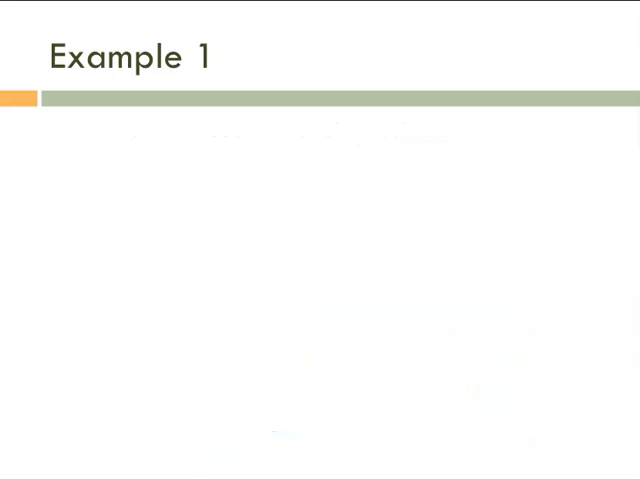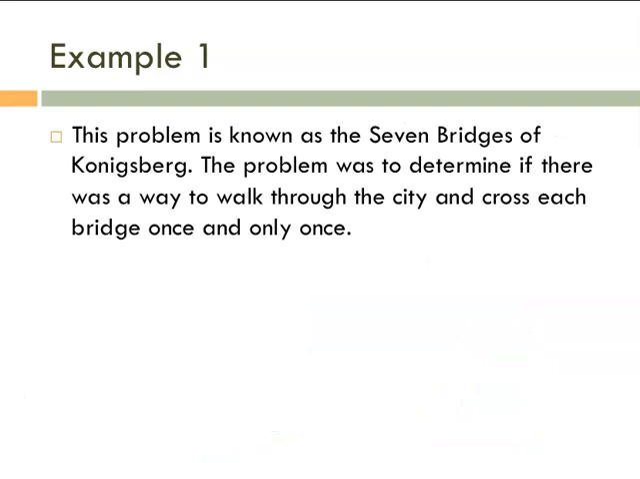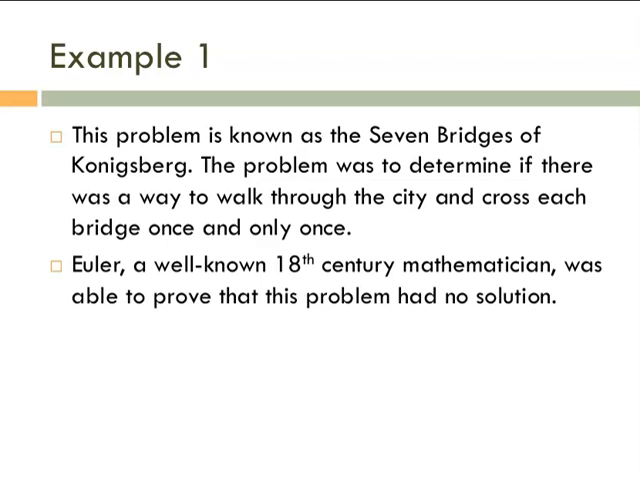So this particular example is actually quite a famous one, and it's known as the 7 Bridges of Königsberg. We've simplified the problem, but the problem itself was to determine if there was a way to walk through the city and cross each bridge once and only once. So that's the problem there. Now there's a well-known 18th century mathematician whose name is Euler. And he was able to prove that this problem actually had no solution.